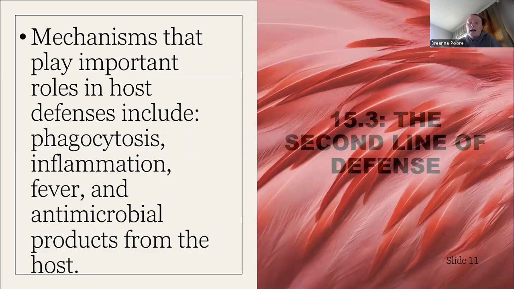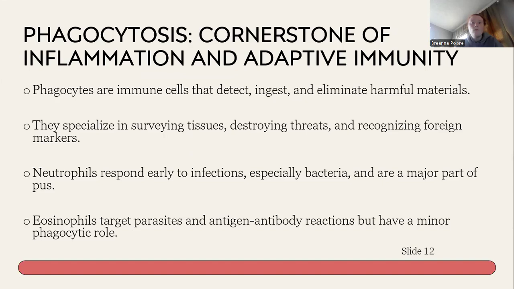15.3, the second line of defense. Mechanisms that play important roles in host defense include phagocytosis, inflammation, fever, and antimicrobial products from the host. Phagocytosis, the cornerstone of inflammation and adaptive immunity.